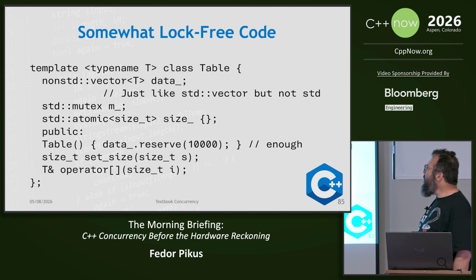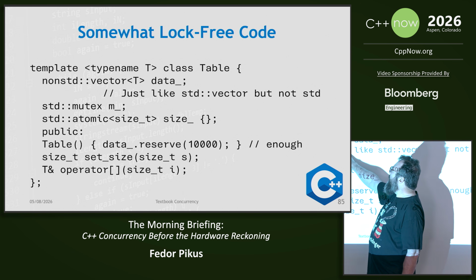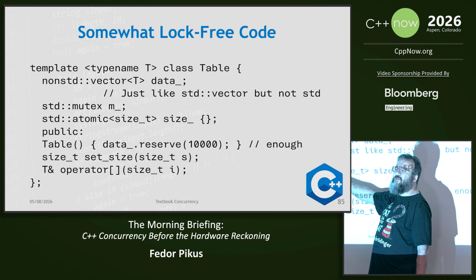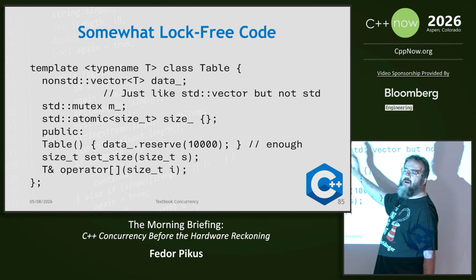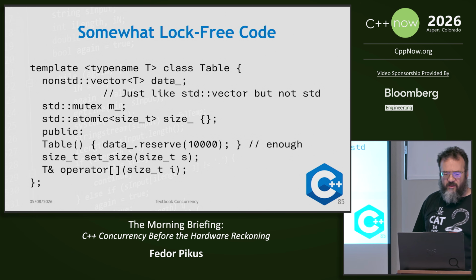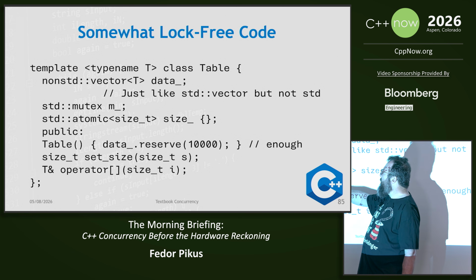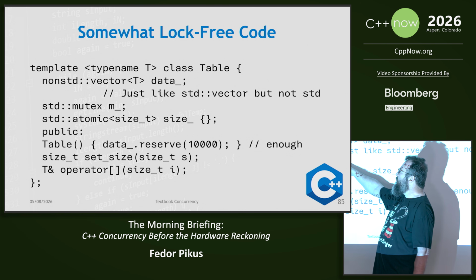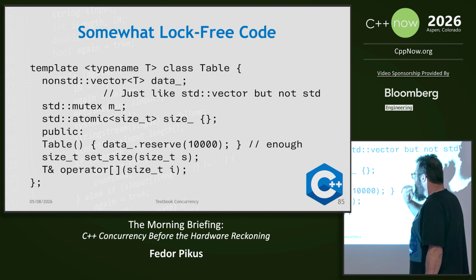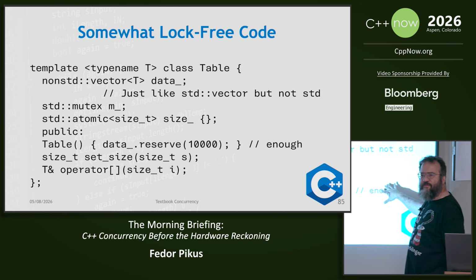Okay, this is how we basically do it. Think of it as std::vector for now. It's a std::vector that isn't documented in the standard library with respect to its thread guarantees, but it's std::vector for all practical purposes. There is a mutex, and that will be used only to grow it, and there is an atomic for size, so we have both mutex and atomic. Okay, the constructor reserves the size in the vector. Let's say it's enough.